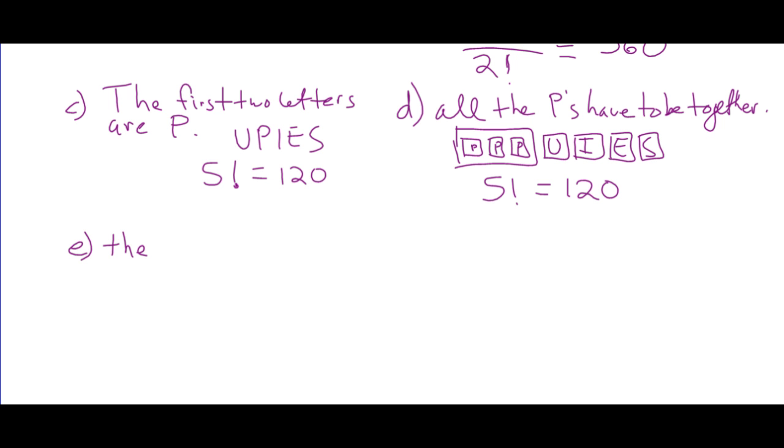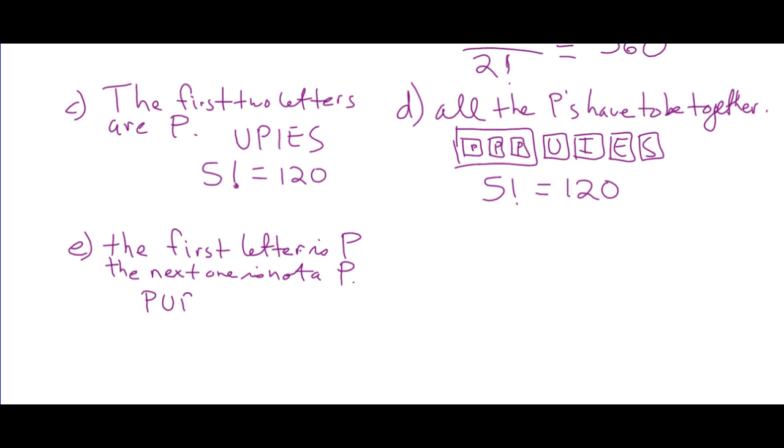Okay, so now we're saying the first letter, only the first letter, is a P, and the second one is not a P. The next one is not a P. Okay, how are we going to treat that? Let's write out all the letters. It's not going to hurt to. So P, U, P, P, I, E, S.